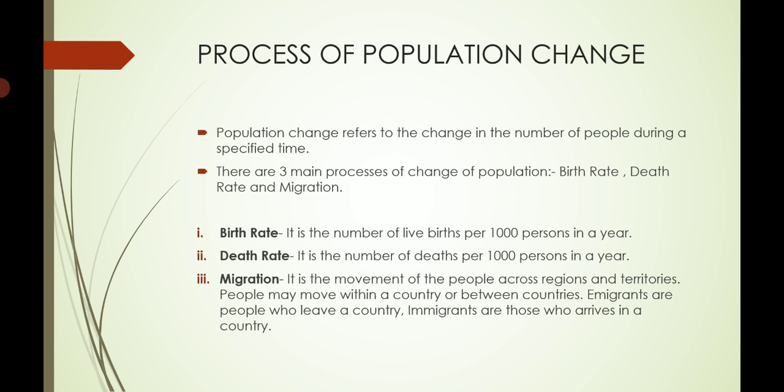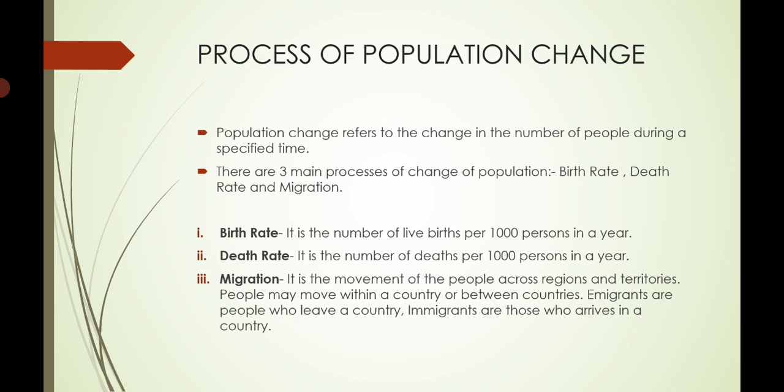Now, what is the process of population change? First we will know about what population change is. It means that if there is a change in the number of people during a particular given time, any change in the number of people in a given time is known as population change. So there are three main processes of change in population. These are birth rate, death rate and the migration rate.